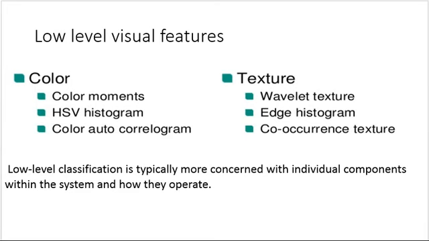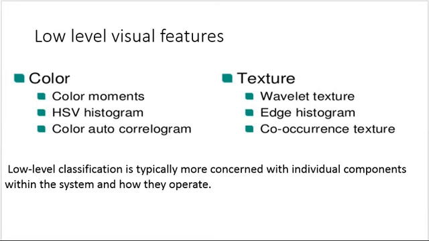Now there are different levels of features. Visual level features or low level features are color, what colors you have, what HSV diagram. HSV is basically hue saturation, so that identifies the amount of color saturation present, along with colorogram and color auto sync. In texture, there are wavelet texture, edge histogram, and co-occurrence texture.